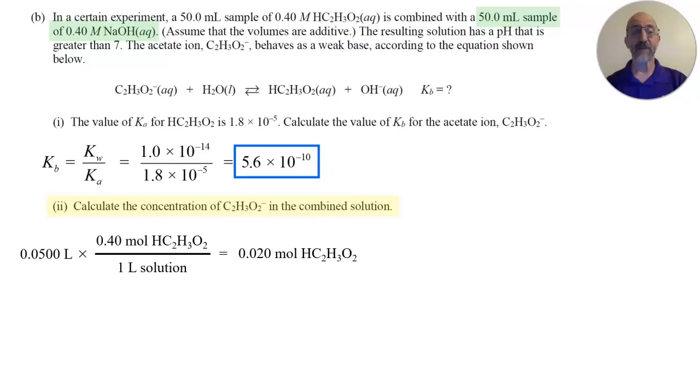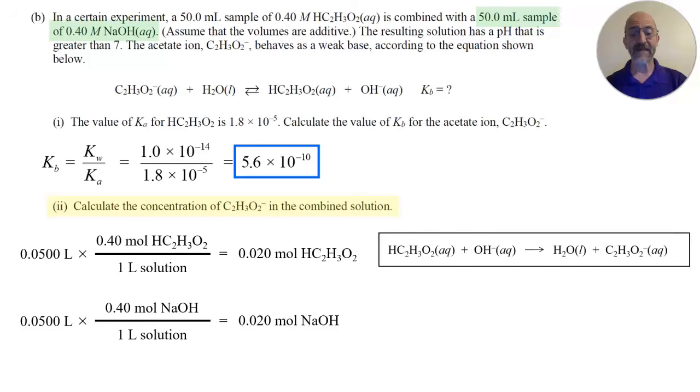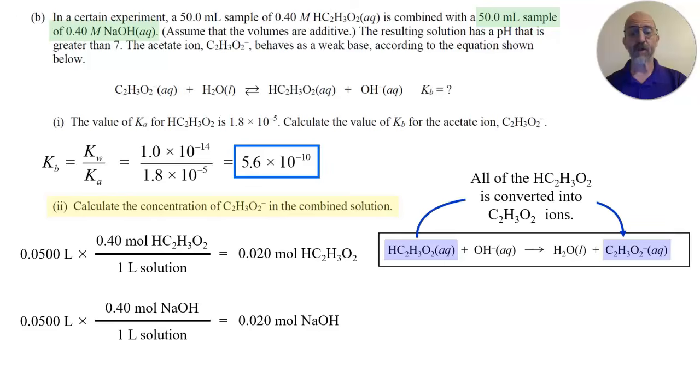You'll notice that we have the same volume and the same concentration for sodium hydroxide. So 0.05 liters times 0.4 moles of sodium hydroxide per liter, we get the same number, 0.02 moles of sodium hydroxide. And how did they react, as you saw in the net ionic equation in part A of this question? All of the acetic acid has now been converted into the acetate ion because we had equimolar amounts of the weak acid and the strong base. So all of the acetic acid is converted into acetate ions.